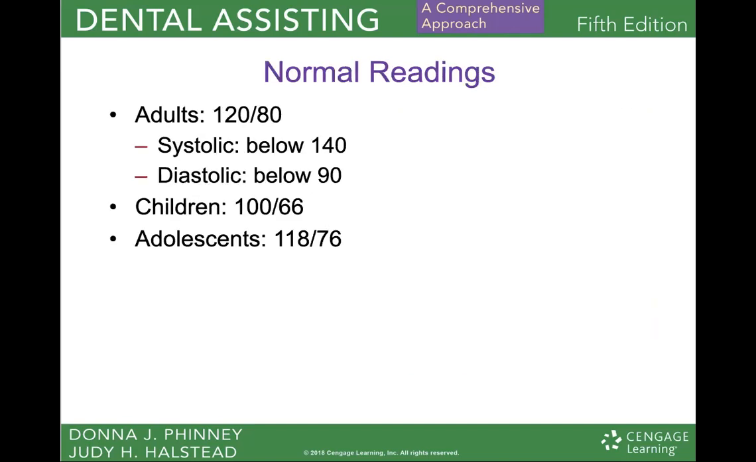So a normal blood pressure reading for adults should be somewhere around 120/80. Now the systolic number is the top number, or the 120. The diastolic number would be 80. A normal systolic should be something below 140, while a normal diastolic should be below 90. For children, a normal reading should be somewhere around 100/66. And for adolescents, a normal reading would be somewhere around 118/76.